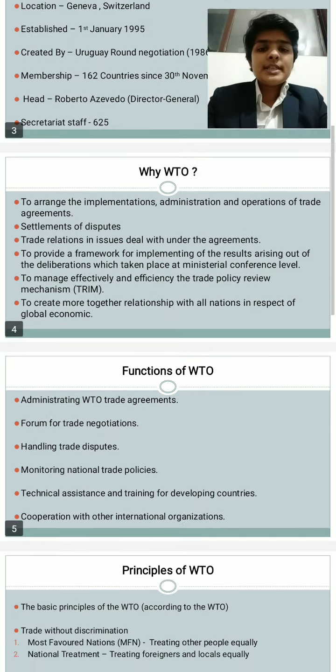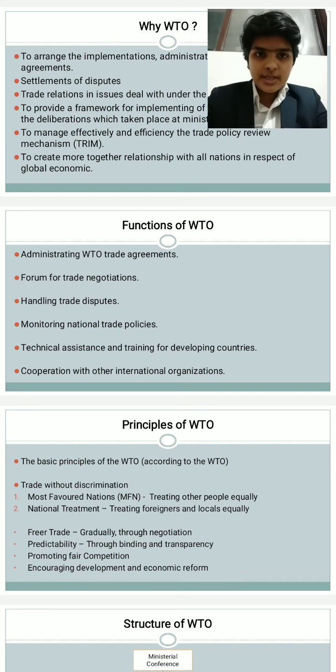Next we will see the functions of the World Trade Organization. The first function is to administer World Trade Organization trade agreements. Second is a forum for trade negotiations. The third is handling trade disputes. Fourth is monitoring national trade policies. Fifth is technical assistance and training for developing countries. The sixth is cooperation with other international organizations. These were the functions of the World Trade Organization.